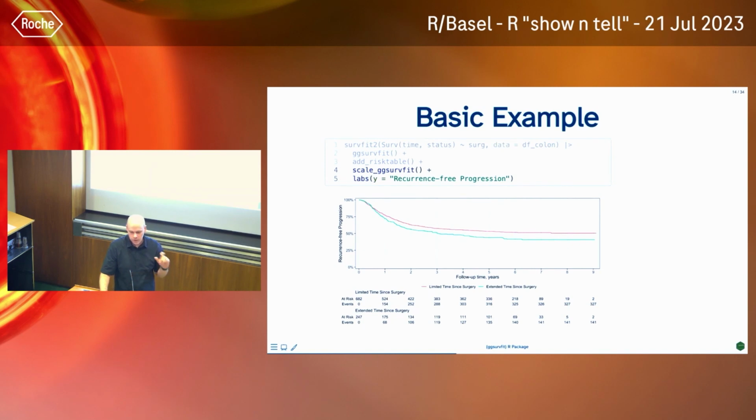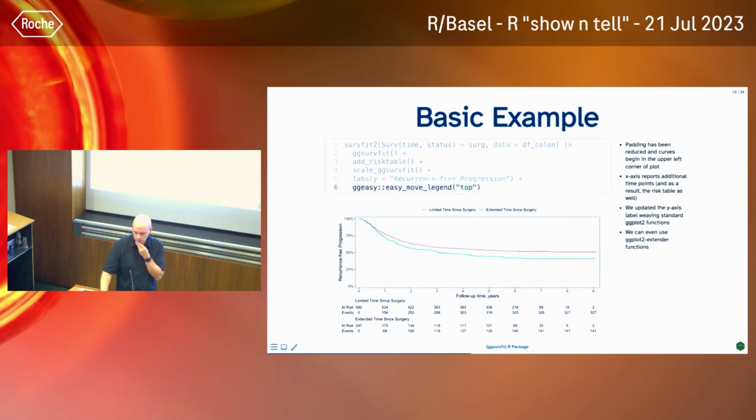So here, just using a very generic function within the package, we select the scale function. We also use the ggplot function to change the y-axis label. And as you see here, now this plot is probably close to publication ready. So again, some other things that we've done through this scaling function, we reduced the padding, we've given additional information on the time points, now we've got them spaced in terms of years, and we've updated the y-axis.